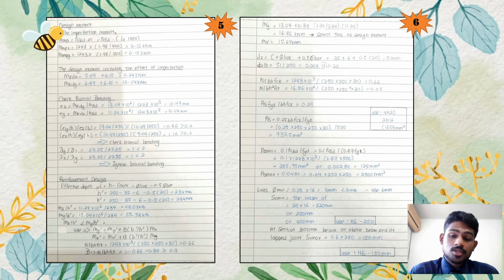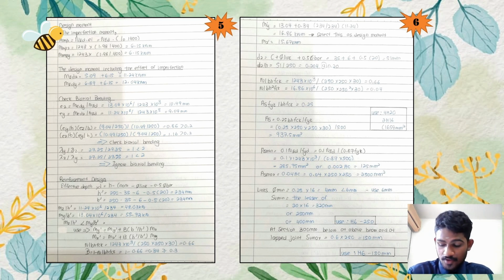So the value that you will get is 1.16, which is also more than 0.2. For the next, ignore the biaxial bending. For the first, you will get 1, which is also less than 2, and for the second, for Z and Y, you will also get 1, less than 2.